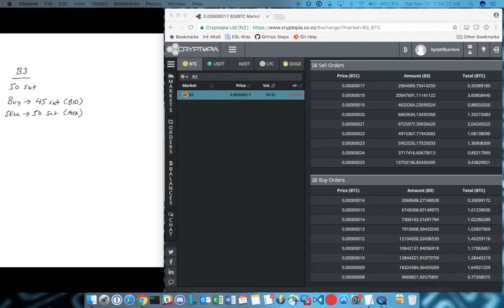So if you're a buyer, okay, if you're a buyer and you put in an order for 50 sat as your price, you're immediately going to get filled. There's no sitting around on the marketplace waiting for a fill on your order. You're going to get filled immediately because you essentially paid what the person was asking.